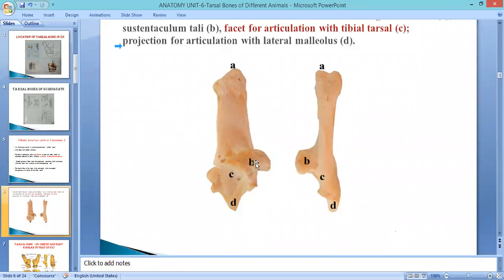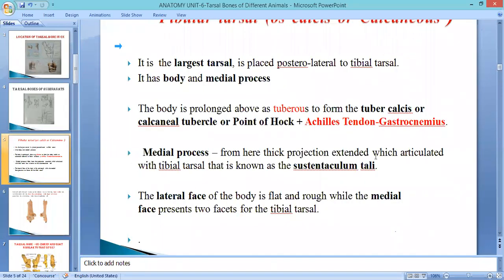So the medial process goes facing medially, in the form of a process known as sustentaculum tali, located on the medial aspect. The medial process is thick, projected and extended, and articulates with the tibial tarsal. The lateral face of the body is flat and rough, while the medial presents the two facets of the tibial tarsal.